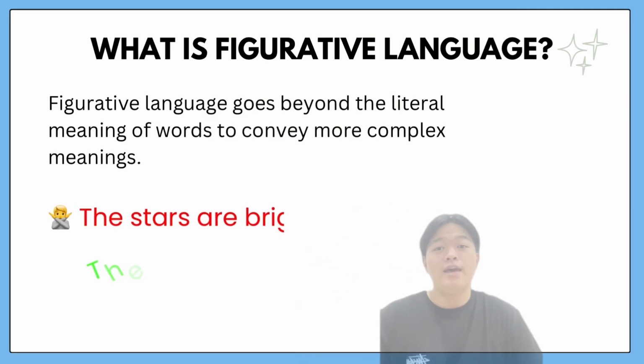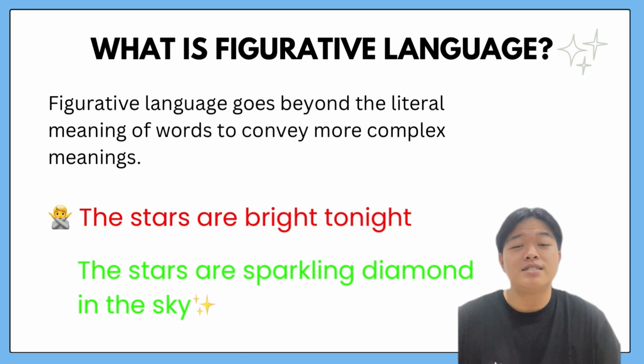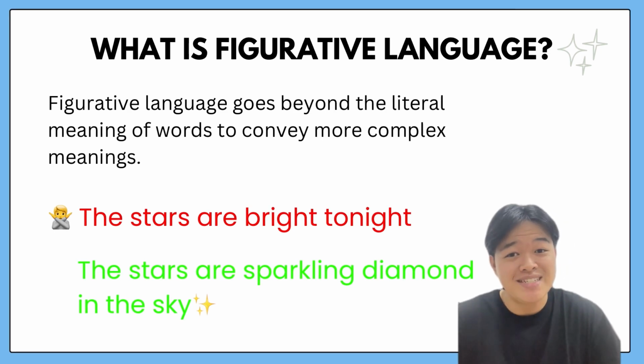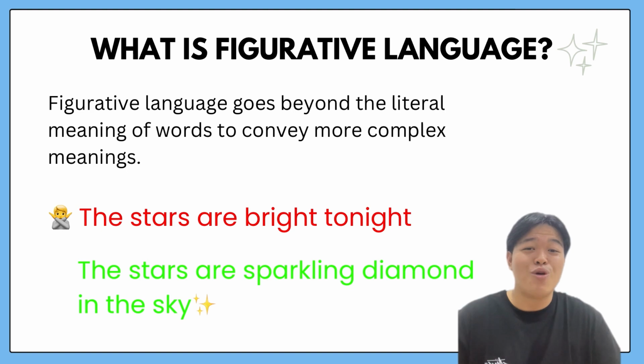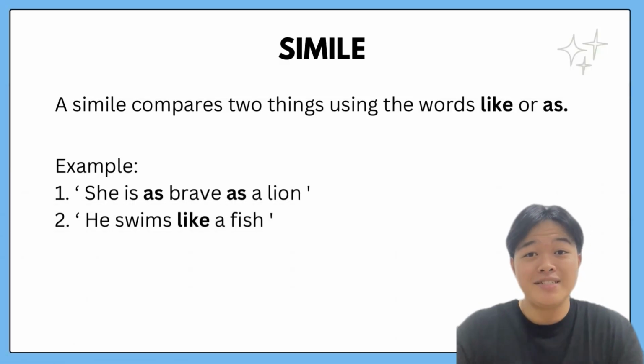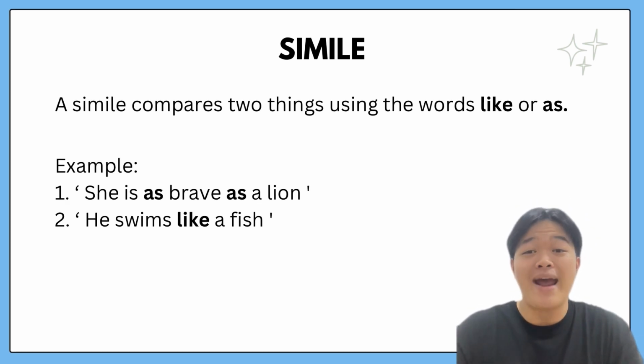For example, instead of saying the stars are bright tonight, we might say the stars are sparkling diamonds in the sky. You see the difference? It makes the sentence more colorful and exciting. Okay, so first, let's talk about similes. A simile compares two things using the word like or as.